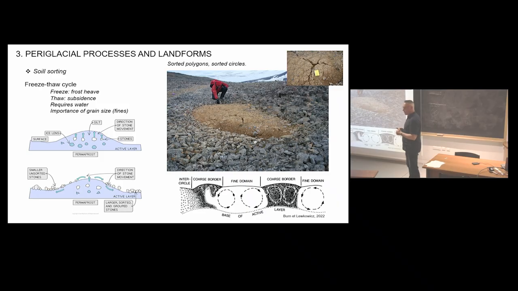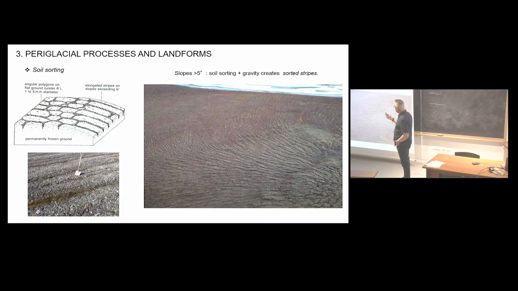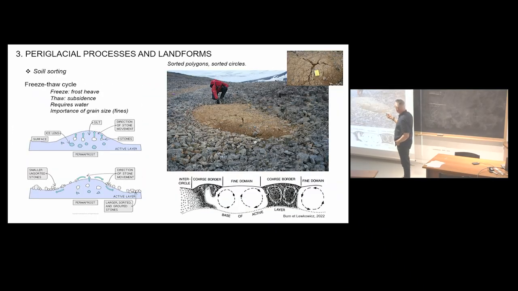Okay, so that brings me to a phenomenon that is super interesting, and this one too, if somebody wants to come to my lab to model that, I'll be happy to receive you. So we call it sorted polygons and sorted circles. I'll explain to you a little bit what we have here.